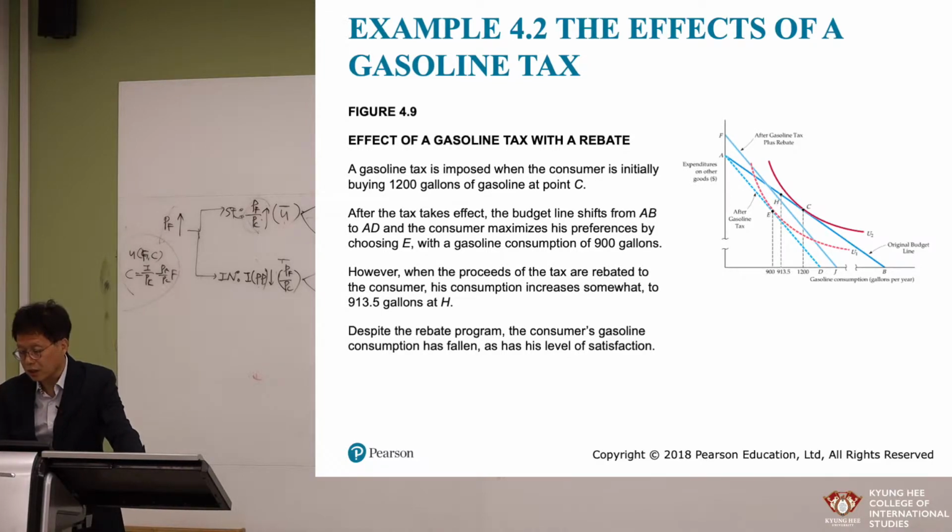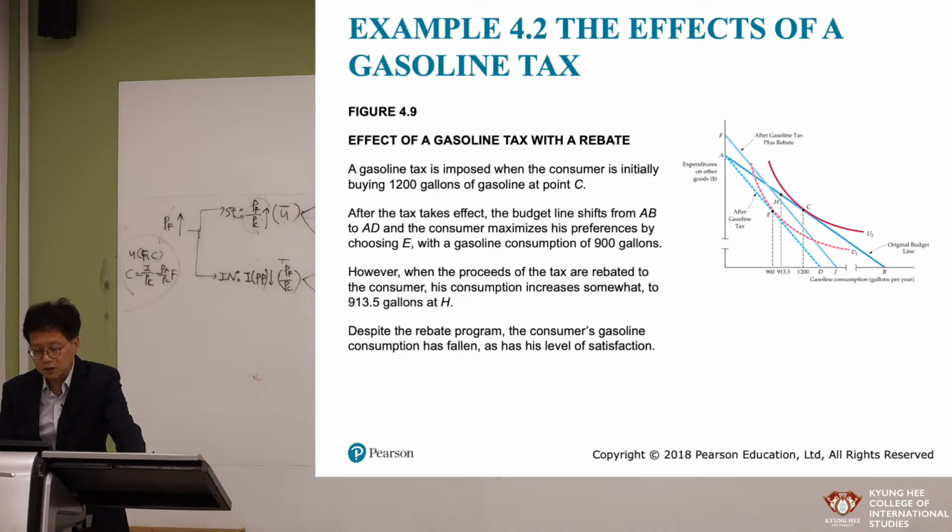Then the new budget constraint rotates like this from here to here. The new budget constraint after tax, right? Then the consumer solves the utility maximization problem again here. Then finally the new solution occurs at point E. Price of food, or what is this? Here, gasoline. Gasoline price increases, then gasoline consumption decreases from here to here, C to E. This amount. Okay? That is explained here.